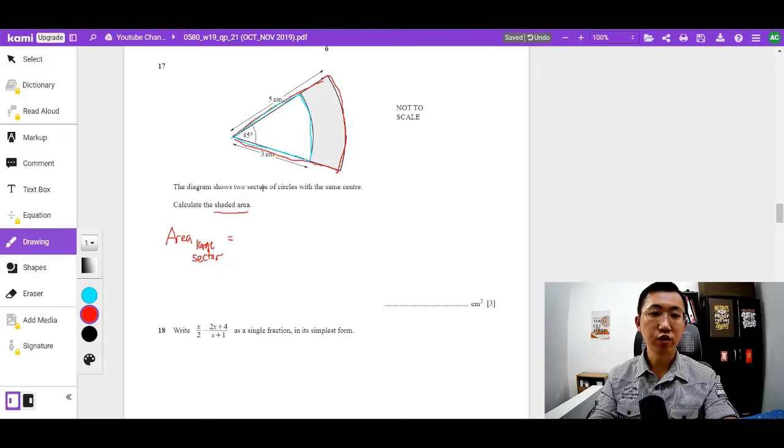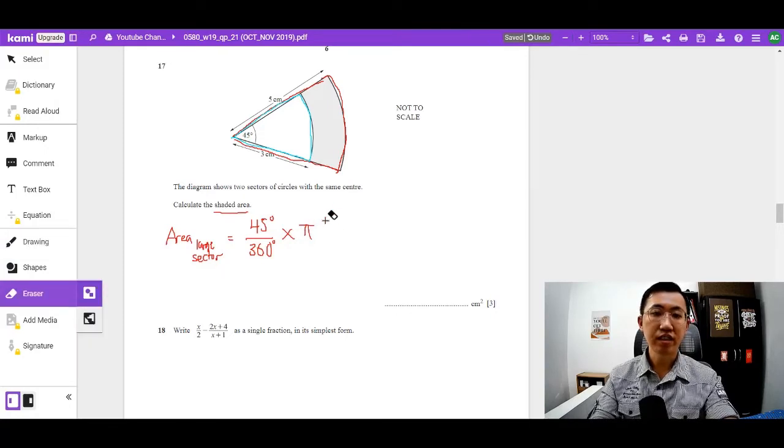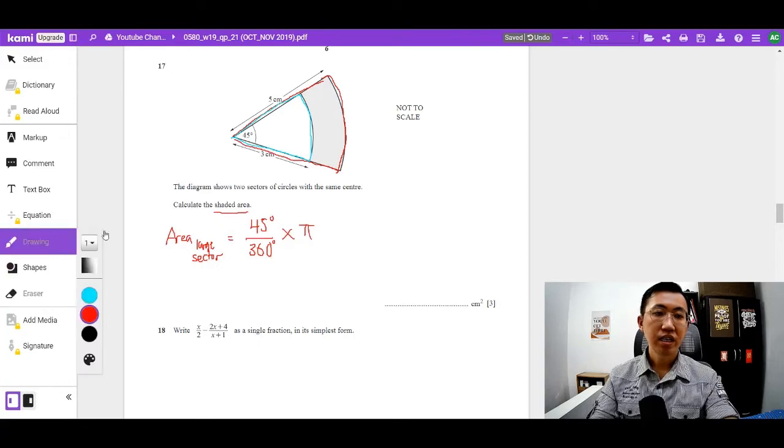So what is the degree? 45 over 360 degrees. There's a formula of sector, multiply with your pi r square. So what is your radius? We're supposed to do pi r square. So what is the radius of your larger sector? Let's find it. Larger sector, it is 5 centimeter. Fill in 5 square. Okay, so find this first.